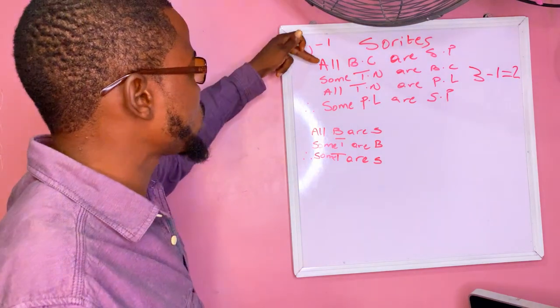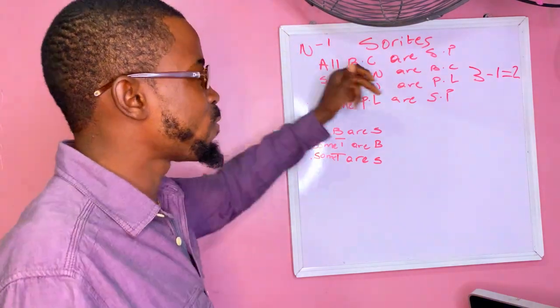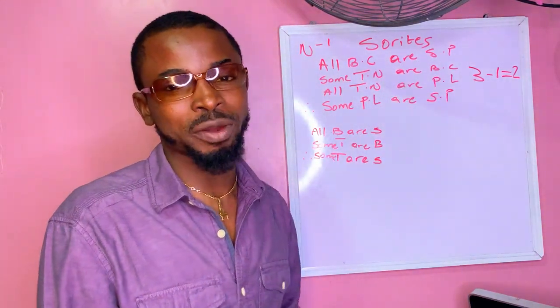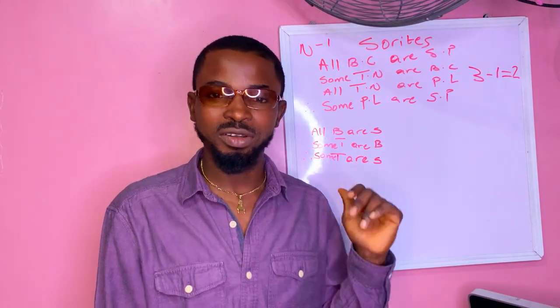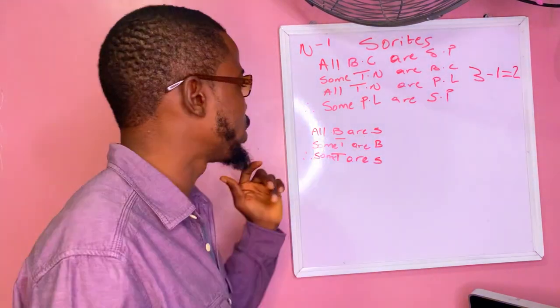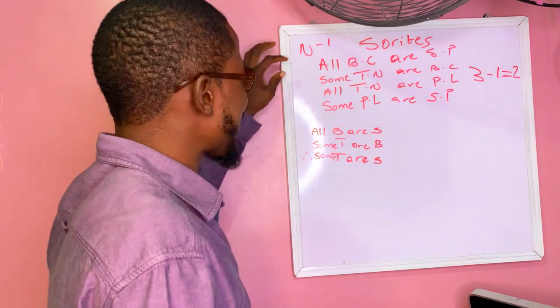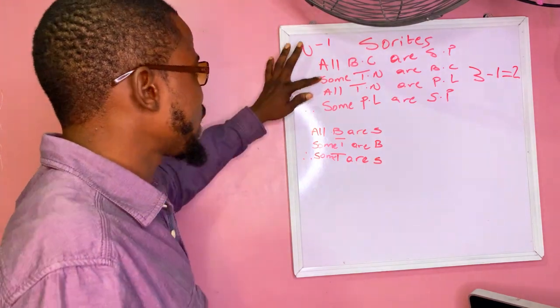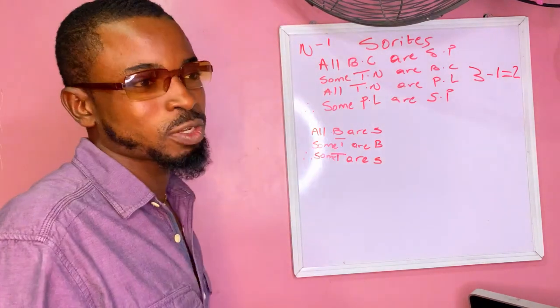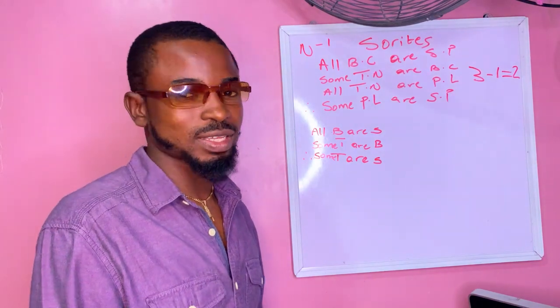So let's say in a situation whereby the number of premises is 4. 4 minus 1 is going to give us 3. That means we are going to be having three different syllogistic arguments in this SORITES. So now, like I said, you take the first premise first, take the second premise, then you derive the conclusion for the first and second premise.